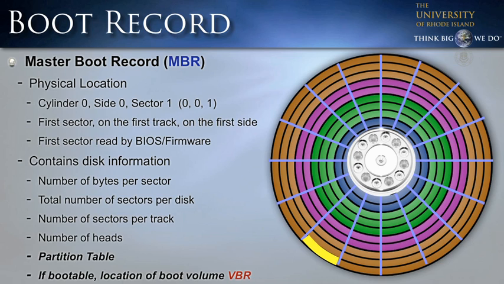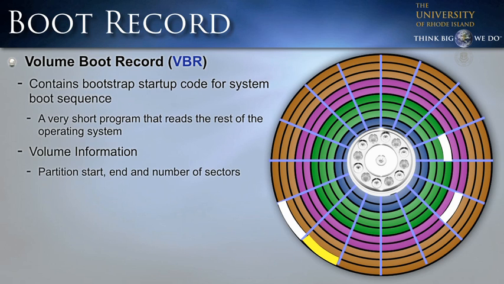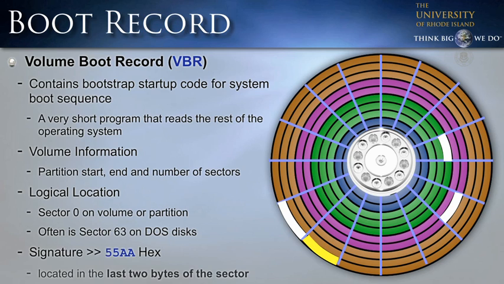The master boot record contains various information about the physical geometry of the disk, the partition table, and the location of the boot volume VBR, which is the volume boot record. Each volume or partition on the disk contains its own boot record. If the volume is bootable, the VBR contains the location on the volume of the operating system and a small bootstrap program to load it. It also contains descriptive information about the volume, such as the starting and ending logical sectors, the number of sectors in the volume, and the file system used on the volume.